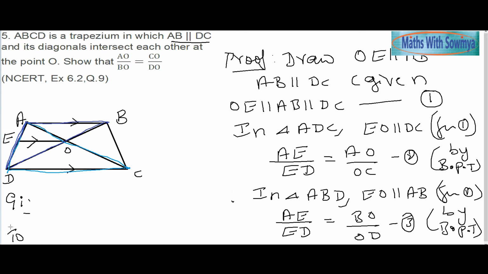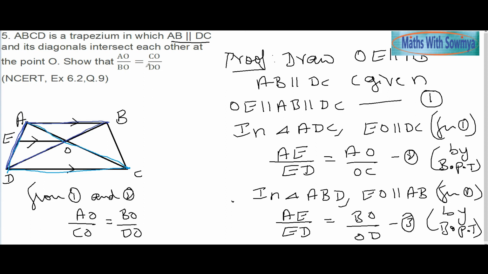Just from 1 and 2, I can prove the given answer. So we can say here, from 1 and 2, if you observe, the left hand sides are equal. So I shall say AO by CO is equal to BO by DO. But what we have to prove? AO by BO. So just cross multiply this. So you can get, this implies AO by BO is equal to CO by DO, which is proved.